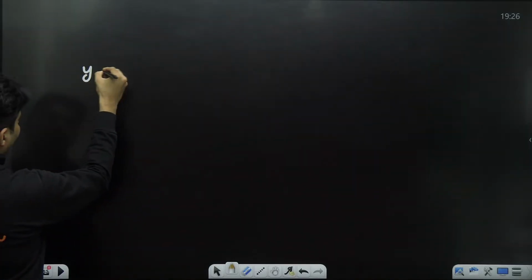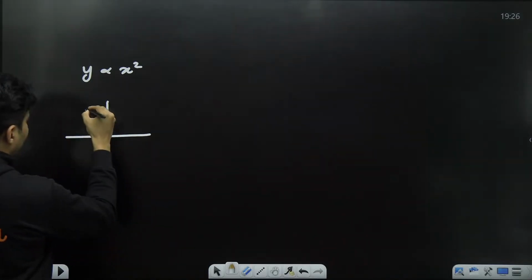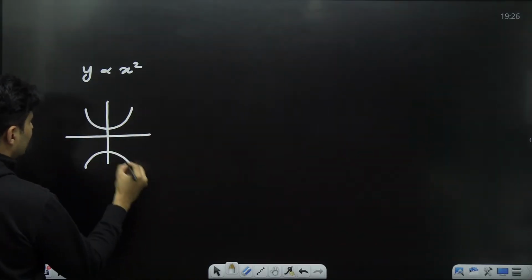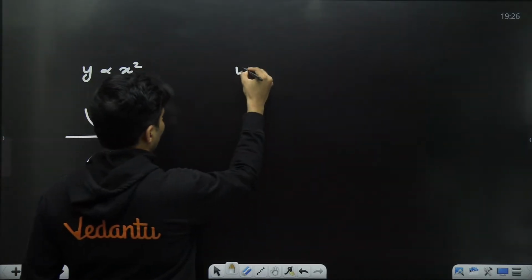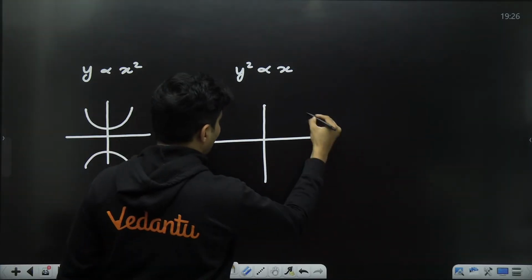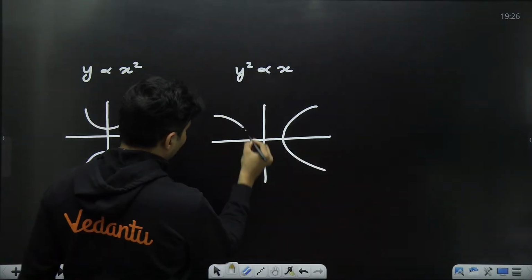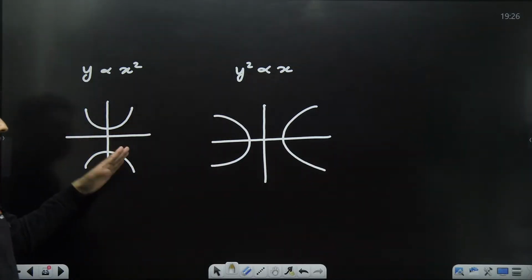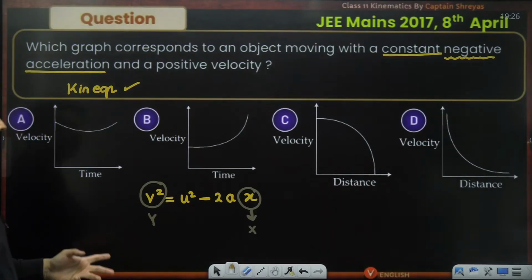If y was proportional to x square, then the parabola can be like this or like this, depending on whether it is positive coefficient or negative coefficient. But when y square is proportional to x, then the graphs are either like this, that means the parabola is like this, or it is like this. Okay, one of them. So here, this is the scenario. So we need to go back.